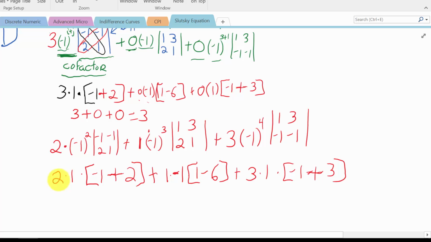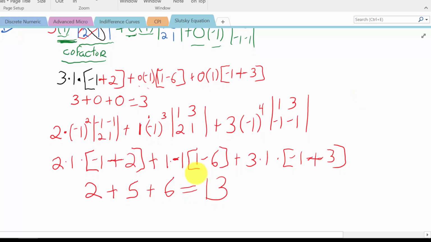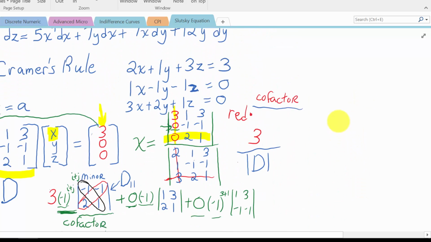So what are we ending up with here? 2 times 1 plus minus 1 times 1 minus 6 is minus 5, so that's plus 5, plus 3 times minus 1 plus 3 is positive 2 times 3. So 3 times 2 is 6. So 2 plus 5 plus 6 equals 13. So all that work has told us that the determinant down here on the bottom is 13.